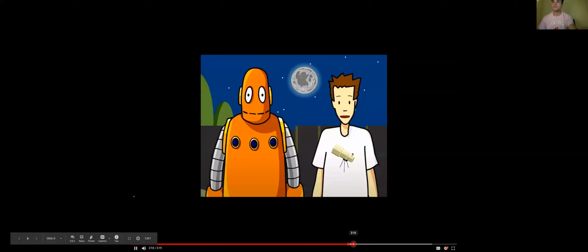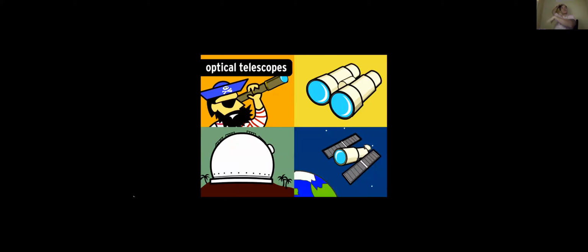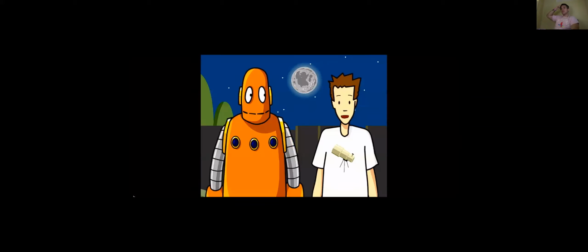Well, no, there are many different types of telescopes. Optical telescopes include the simple handheld ones that pirates use, and binoculars, which are really just two telescopes stuck together so you can see in stereo. There are also giant telescopes like the Keck Observatory in Hawaii, and the Hubble Space Telescope, which operates from Earth orbit, where its images can be free of the distorting effects of Earth's atmosphere. All optical telescopes magnify visible light, so it's stuff you can see with the human eye.